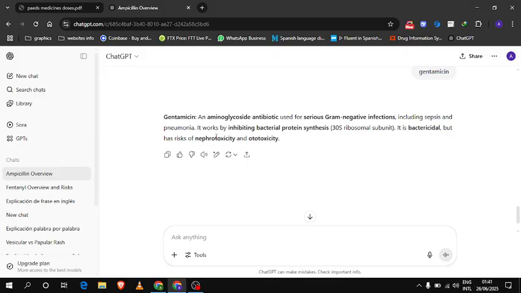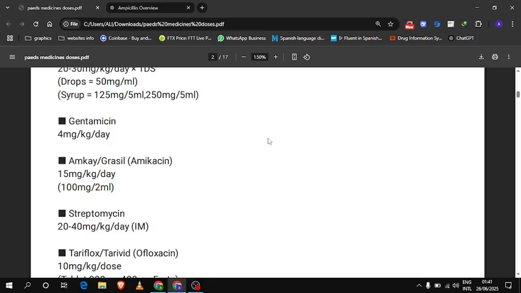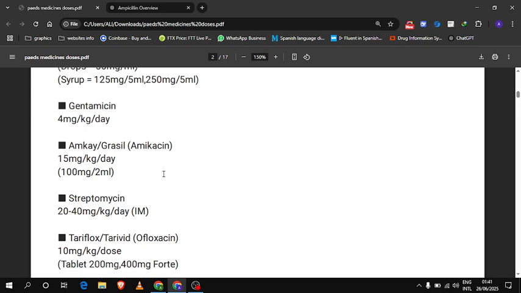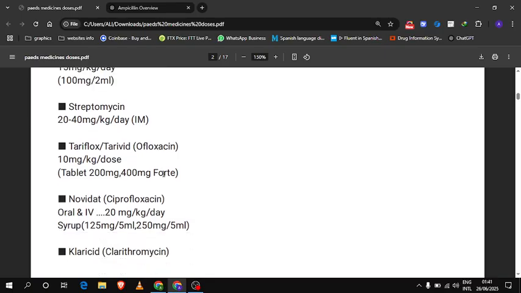Another very commonly used aminoglycoside is amikacin. It is also an aminoglycoside, very commonly used. The dose for amikacin is 50 mg per kg per day, and it also comes in syrup formulation, which is 100 mg per 2 ml. The next is streptomycin. It is also an aminoglycoside. The dose is 20 to 40 mg per kg per day, and it is given intramuscularly.